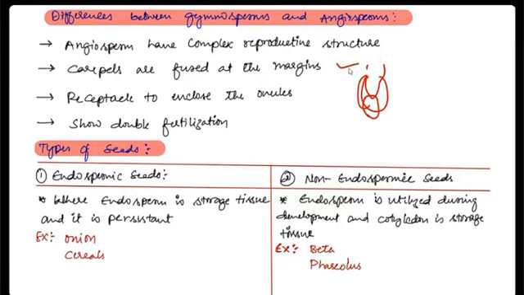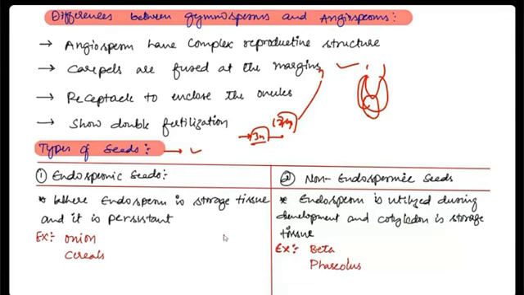So now we can talk of two different types of seeds, endospermic and non-endospermic. I think I have discussed it in the previous class also. The ploidy of endosperm, it is 3N. It is 2N in case of, it is N in case of gymnosperms. Yes, very good. So I think I have talked about the endospermic and non-endospermic seeds, right?